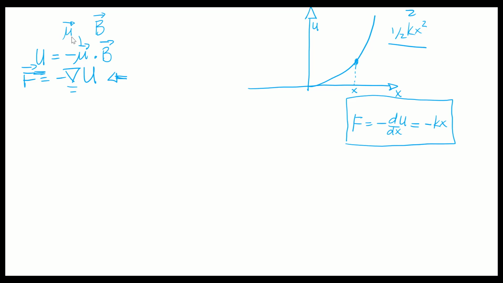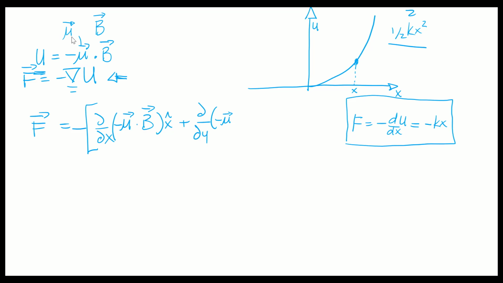So if we do that in 3 dimensions, we end up with the force on this dipole is just going to be equal to negative the gradient. And if we write that out in full Cartesian coordinates, it's going to be partial x times our potential energy, and that's going to be the force in the x-hat direction. And we get the same sort of thing for the other 2 directions: dot B, y-hat. And finally in the z direction, negative mu dot B.